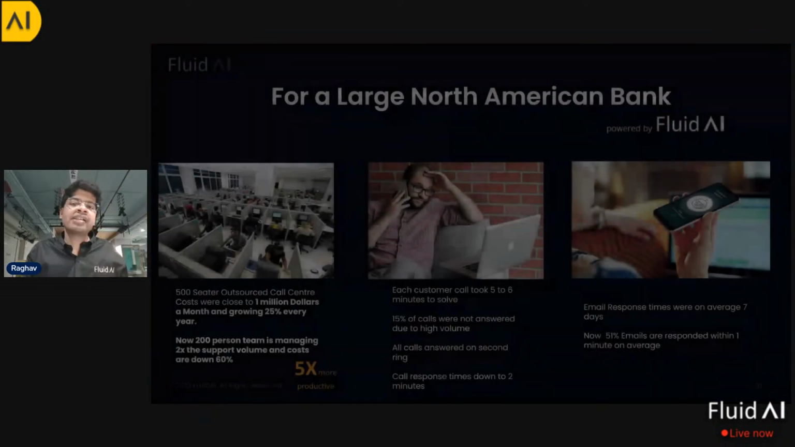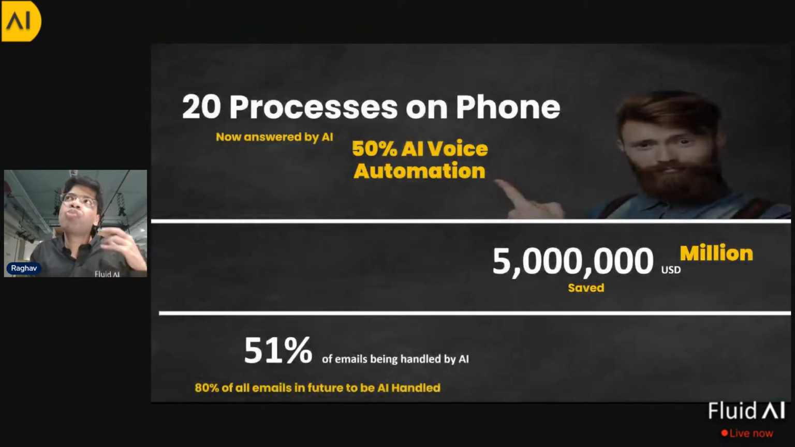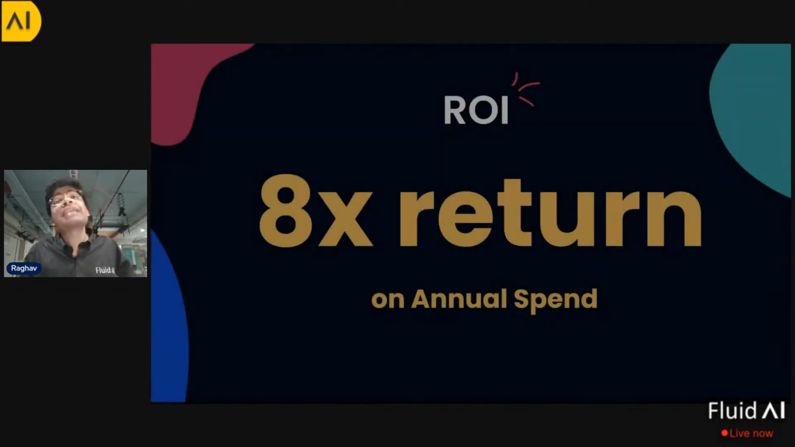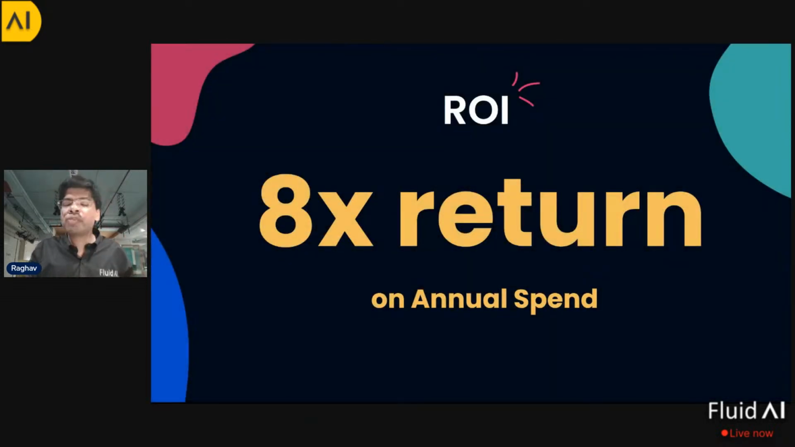So some of the case studies we're very excited about is with one particular institution wherein now a 20 processor on a phone, 50% AI voice automation has been achieved, and $5 million in savings have been achieved in less than 6 months. That's an 8x return on their annual spend already.